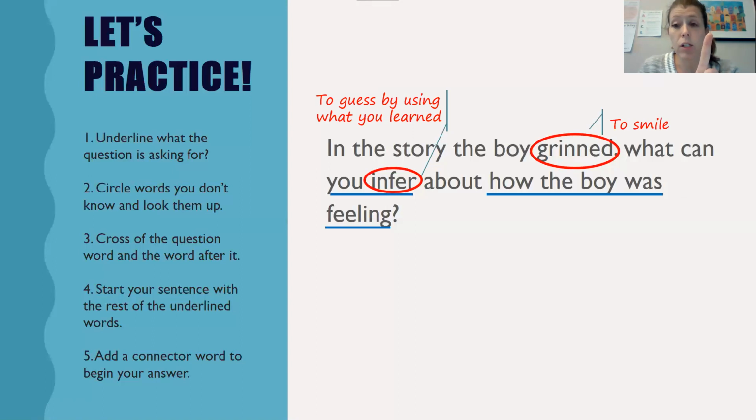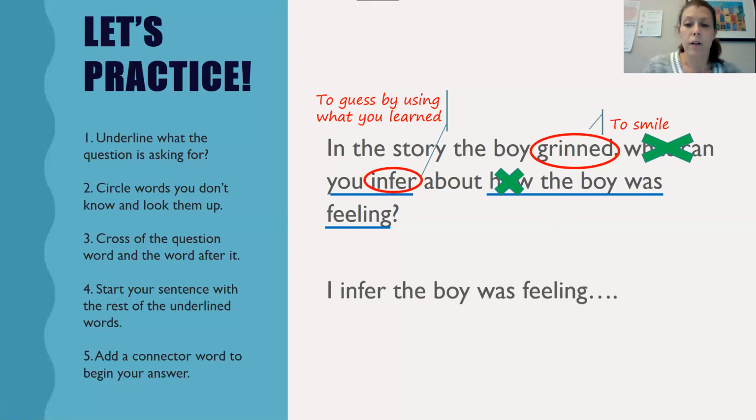We're going to find the question words and we're going to X them off. I see 2 question words. Now we're going to look at the blue underlined words that are left over that we underlined in the beginning. I see you infer the boy is feeling. Well, I'm not going to start the answer with you inferred because they're asking me that. So I have to say I. Okay. I infer the boy was feeling. I infer the boy was feeling happy.